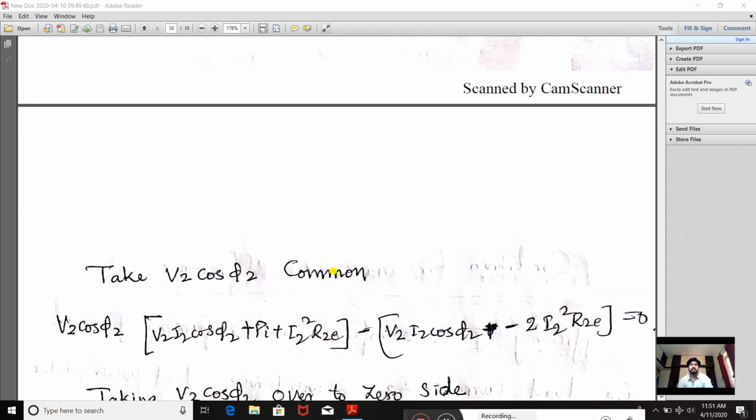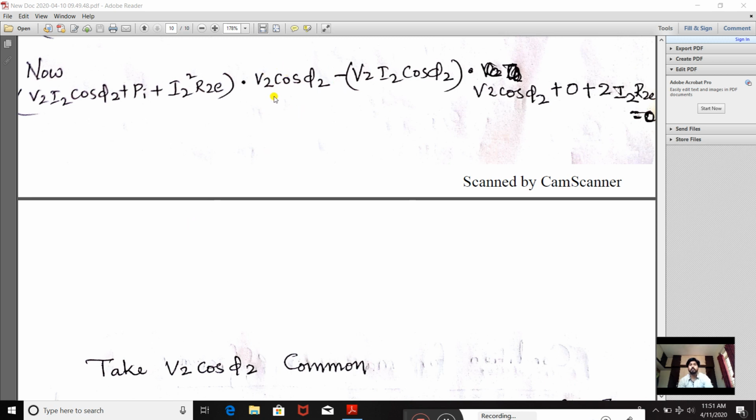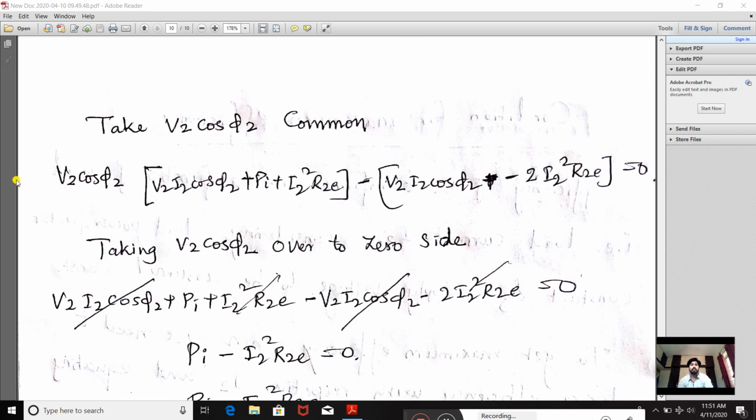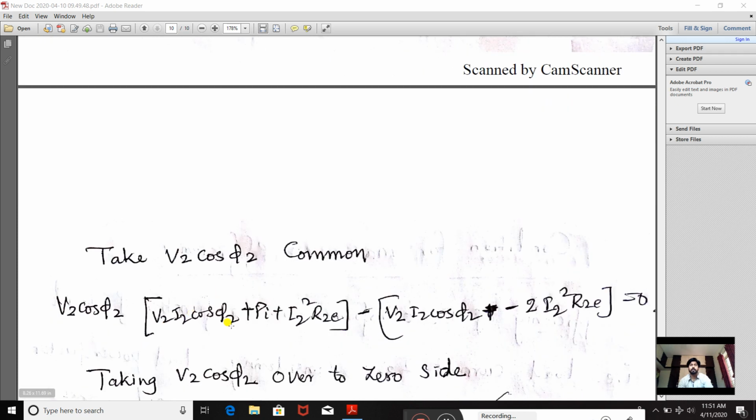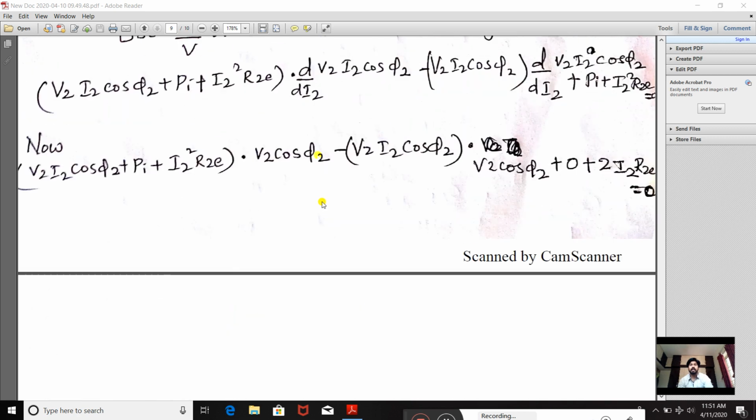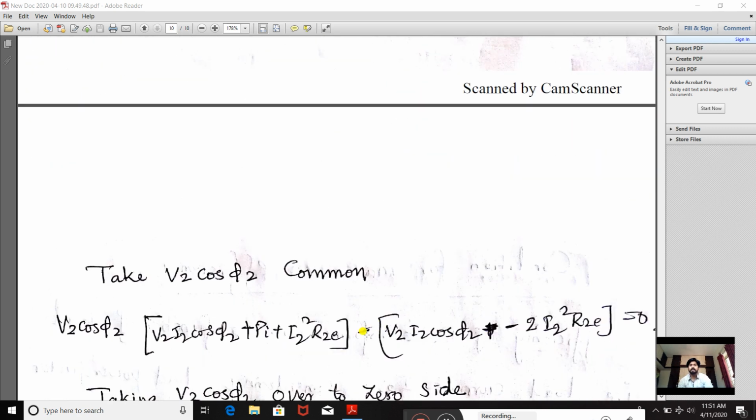Now next thing is, take V2 cos phi 2 as common. Take V2 cos phi 2 from both terms. So this particular term remains the same: V2 I2 cos phi 2 plus Pi plus I2 square R2E. Now next one is minus. Keep that minus as it is.